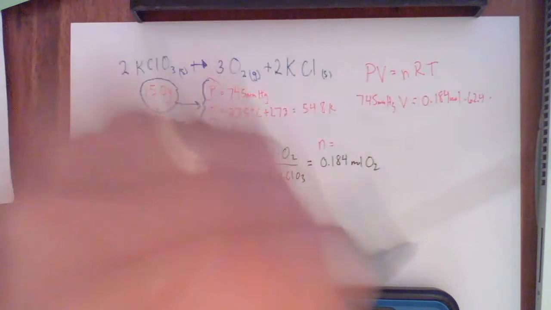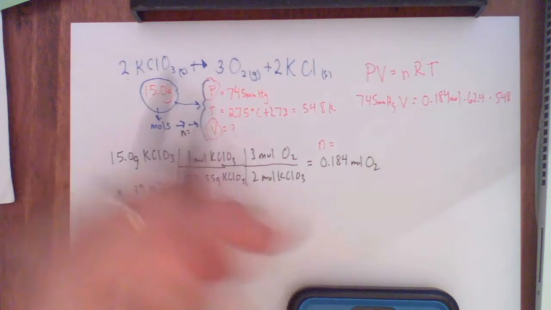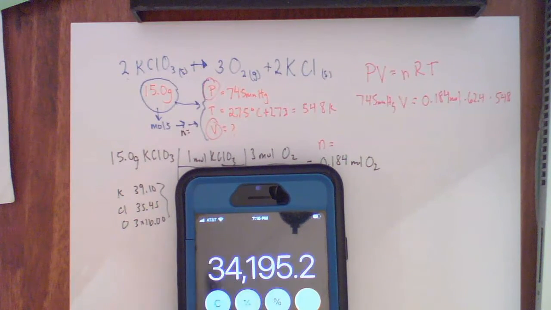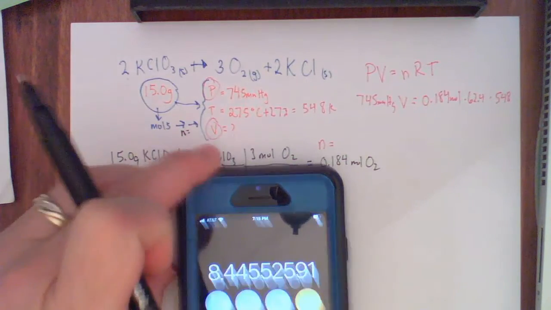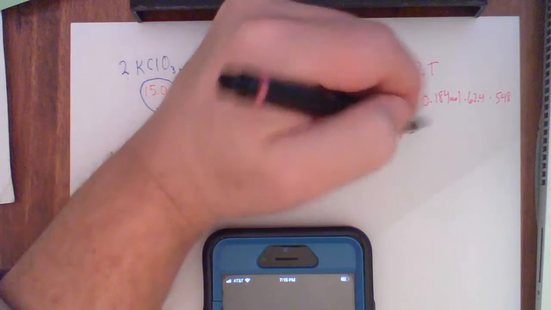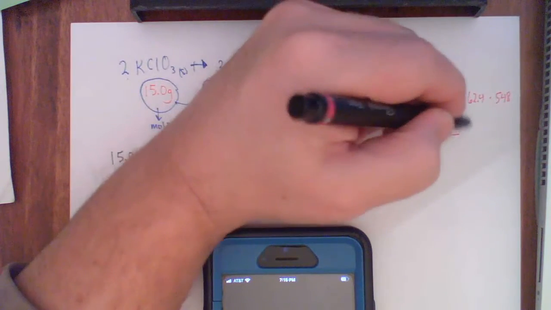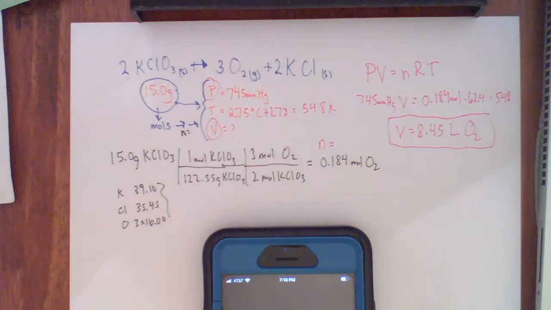And then my T is 548. We're now just going to solve for this. So I'm going to take my 548 times 62.4 times 0.184, divide that by 745. So it looks like my volume comes out to be 8.45. Now that'll be liters of O2. Okay, so that's how we kind of set that stoichiometry problem up, and we work our way through with that.